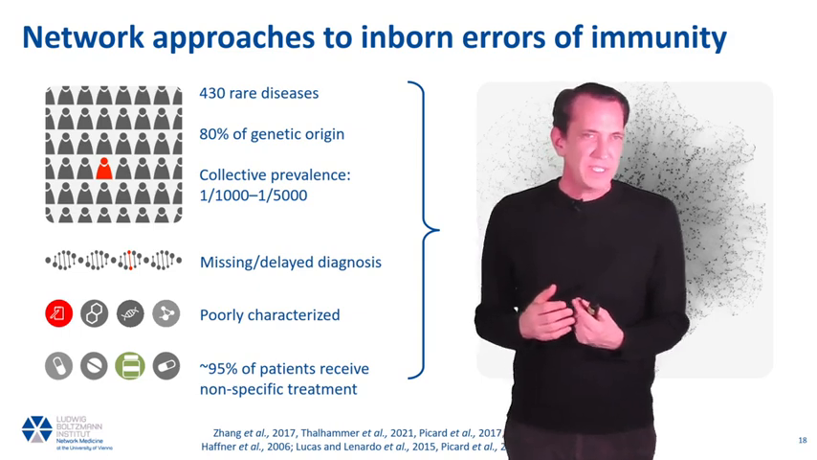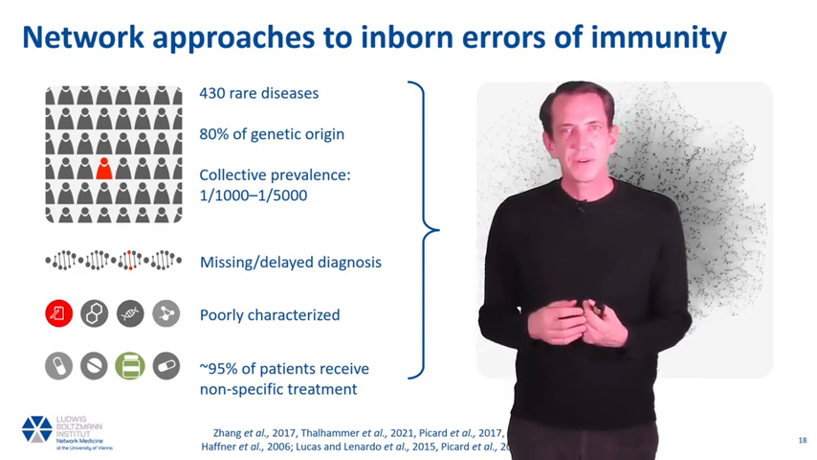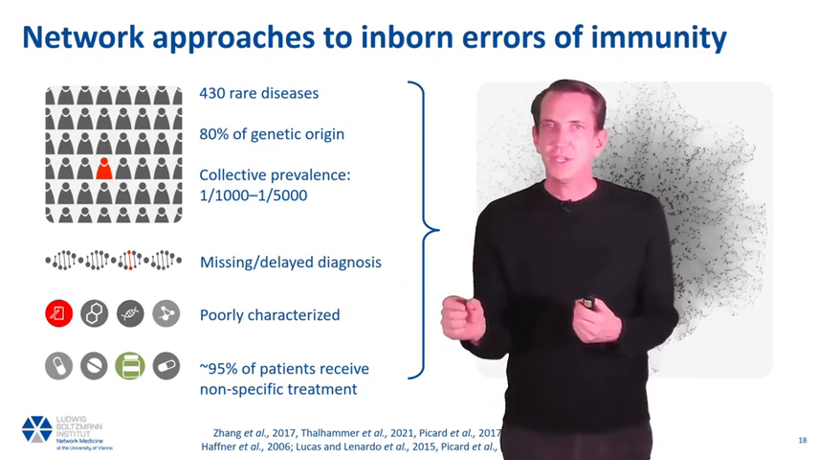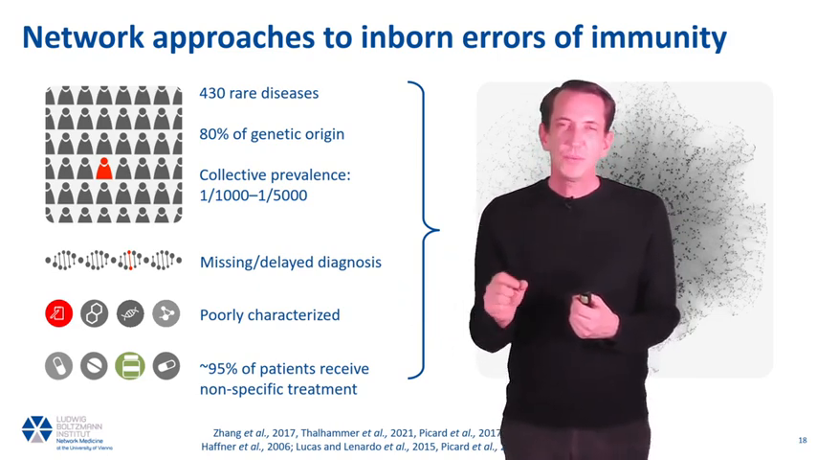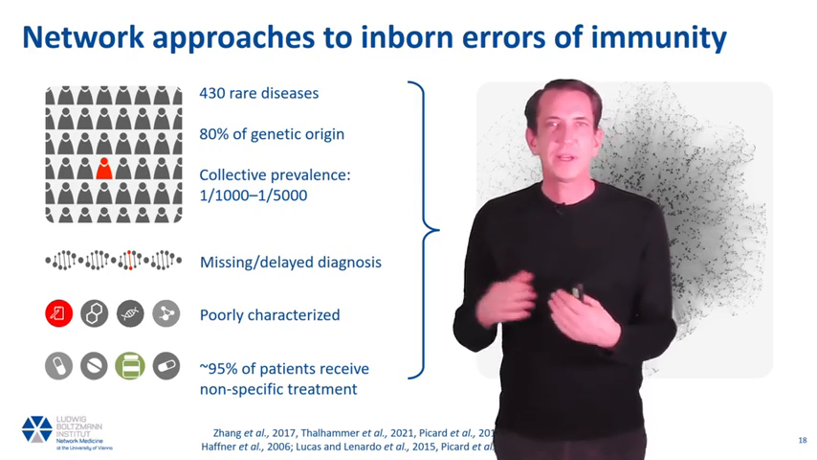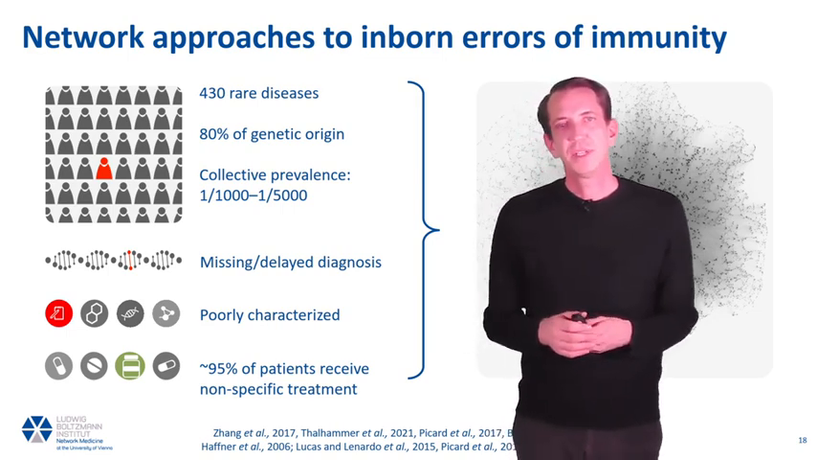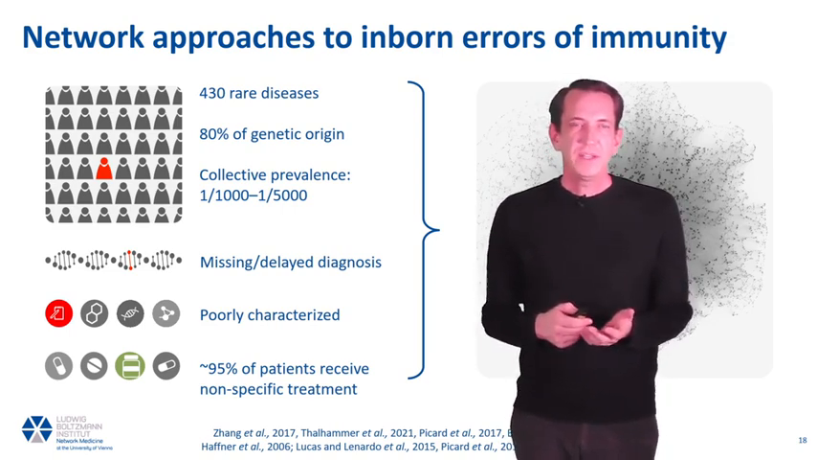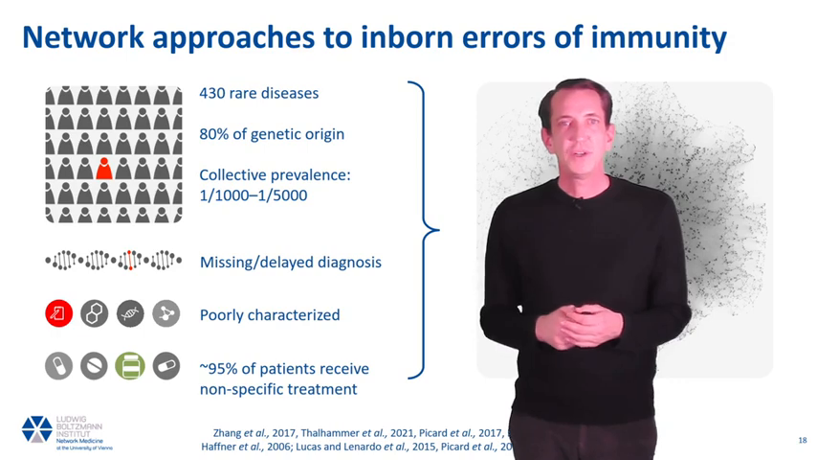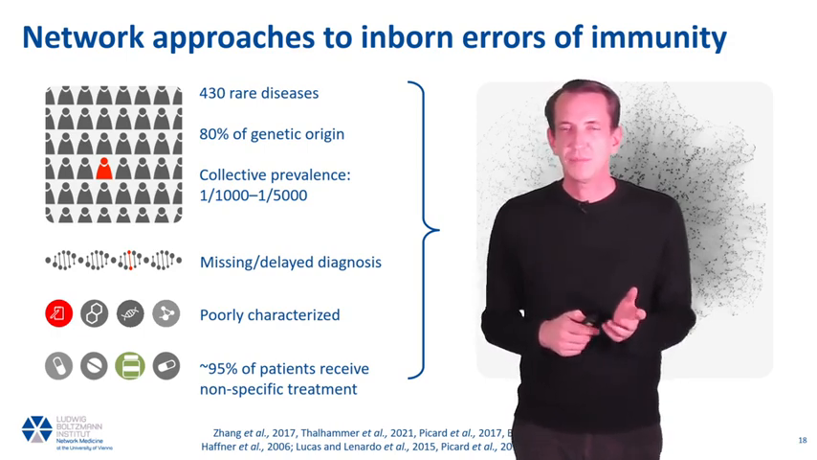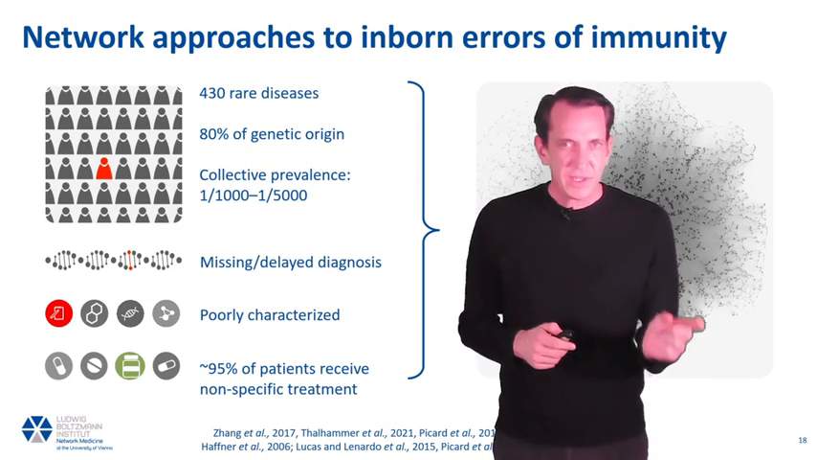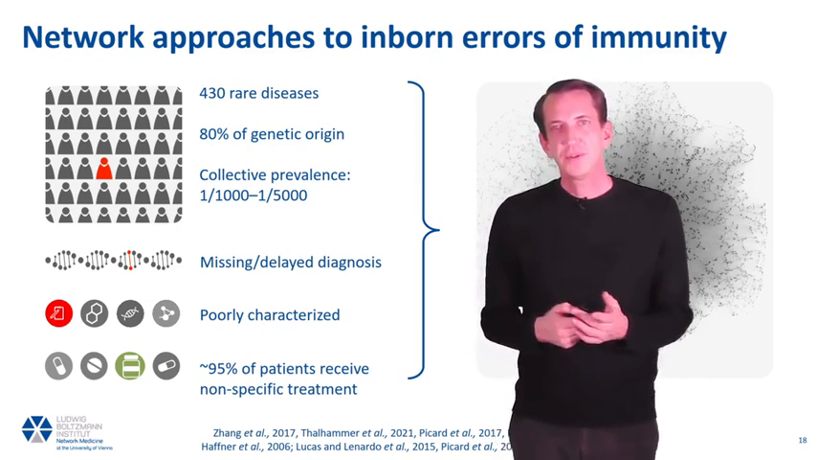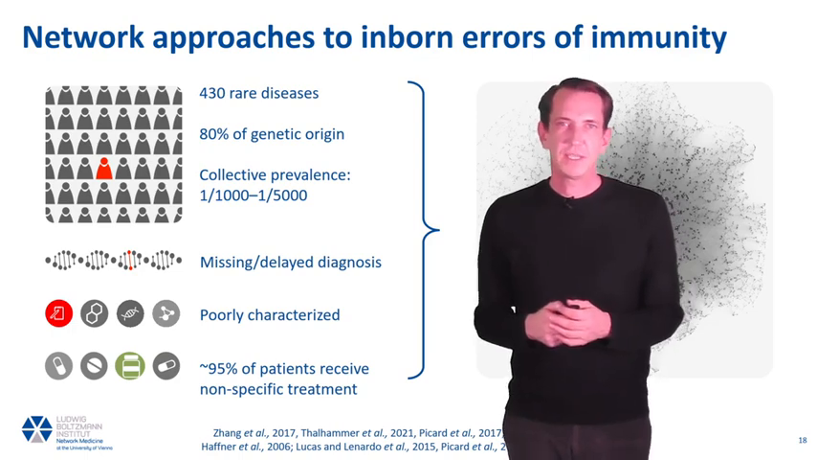Secondly, many of these diseases remain poorly characterized. So perhaps one has identified the actual genetic mutation causing the disease, but we don't quite know the molecular mechanism by which this mutation exerts its effect. And finally, the vast majority of patients do not receive a targeted treatment that is specifically addressing the actual pathobiology of the disease, but rather treatment of the symptoms in an unspecific fashion.